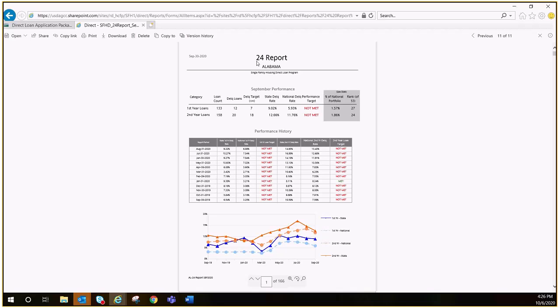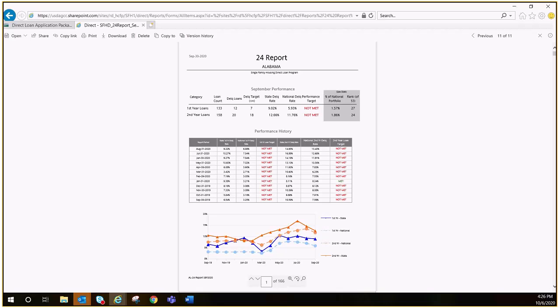So it's called the 24 report because it's looking at both your first year loan and your second year loan delinquency rates. It shows your loan count for those years, how many loans are delinquent, what your target was, and then shows your state delinquency rate as compared to the national average. The goal is to be under those national averages, so the report will tell you whether or not that goal has been met for the month. And then it also talks about the percent of the national portfolio in your ranking amongst the states.